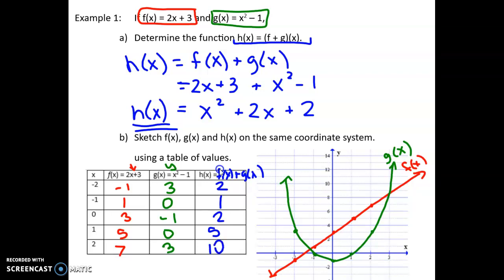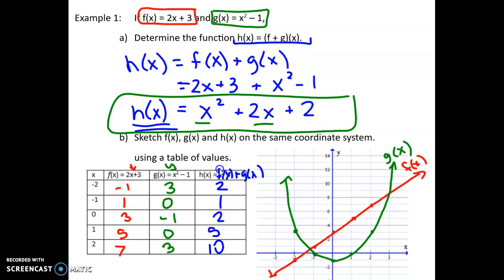Now the other option is we could have plugged all our x's in here to the equation that we found earlier, but I think that would take longer. So now I have a new set of y values. What shape should this function be? A parabola as well. Right, because if I look up here, I have a squared term in my equation.